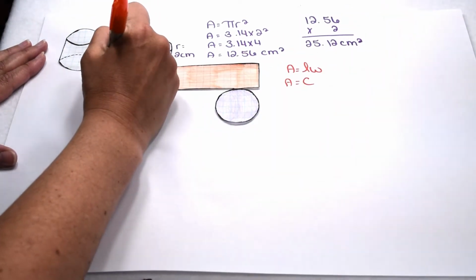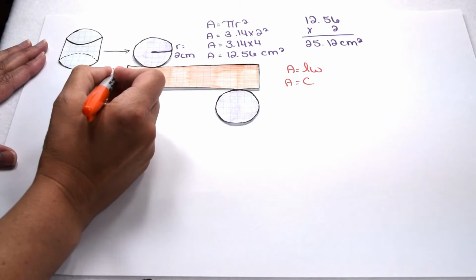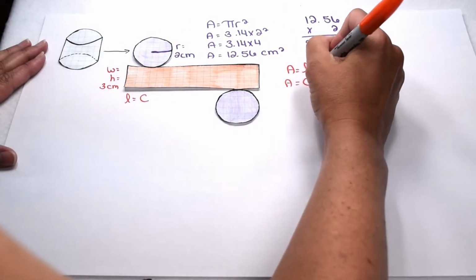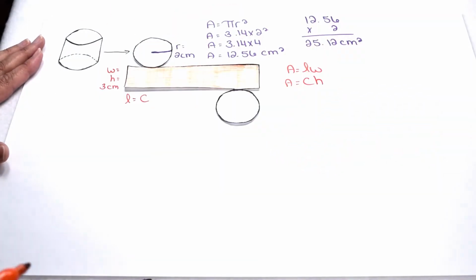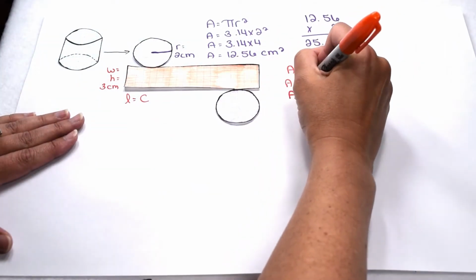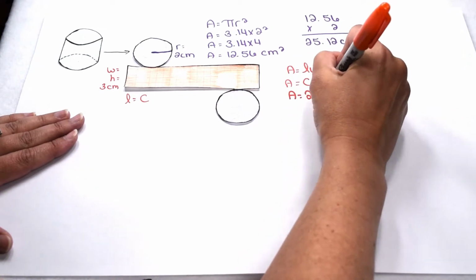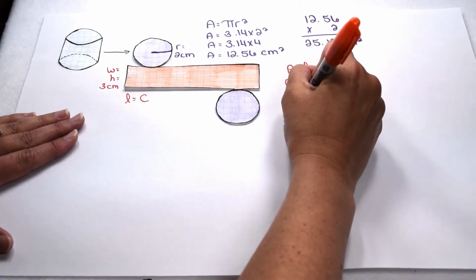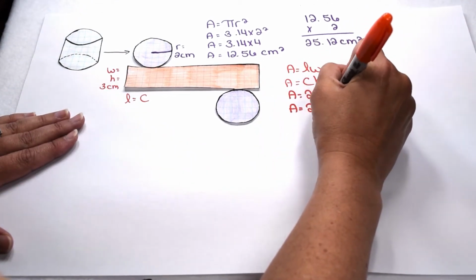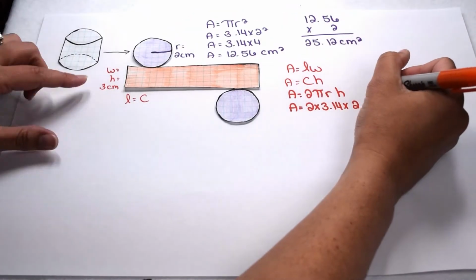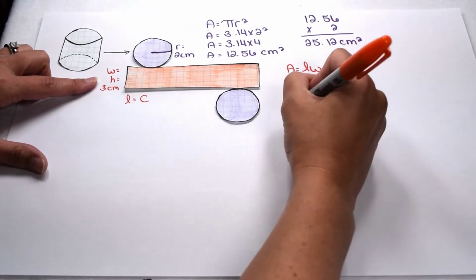If we look at where our width would fall, our width is actually the height of the cylinder. It's the distance between the bases. So to find area of our rectangle, we're actually going to have to solve for circumference times height. To solve for our circumference, we're going to do 2 pi r, 2 times pi times radius. So we're going to have 2 times 3.14 times my radius of 2, and then we're going to multiply that by our height of 3.